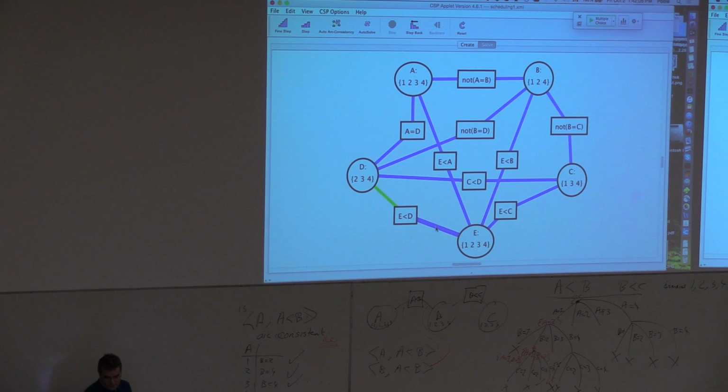Okay, let's move. What's happening here? It's going to prune 4 from E, right? What's this one going to prune? Nothing, right? Because it already was arc consistent. What about this one here? C is less than D. It's going to prune 1 and 2 from C.